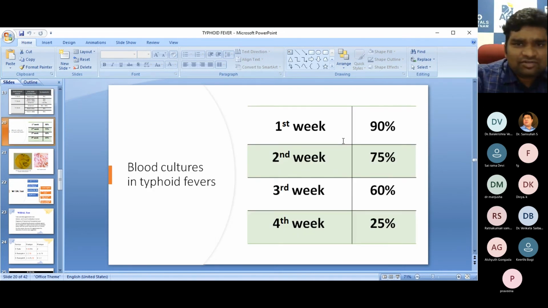Blood cultures in typhoid fever: first week is 90% positivity, second week 75% positivity, third week and fourth week are 60% and 25% positivity. So blood cultures in typhoid fever also, as the disease prolongs, the culture positivity becomes less.